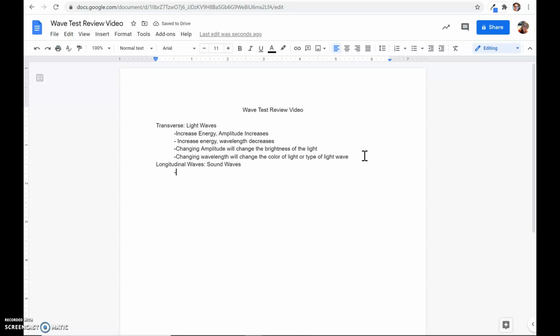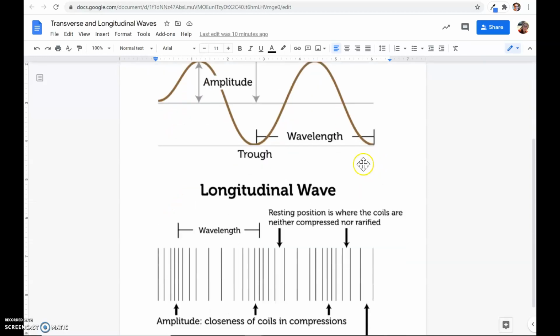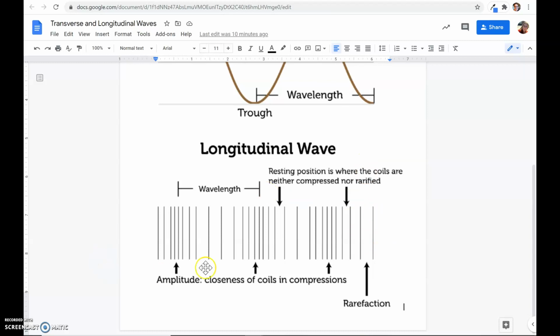So same as before, let's look at a picture of them really quick. So here's a picture of a longitudinal wave. So you'll notice we have these places where the lines are close together, then they become more spread out, then close together, then more spread out, then close together. So these sections where the lines are close together are called compressions. And those compressions are going to help us to figure out where our wavelength is and where our amplitude is.